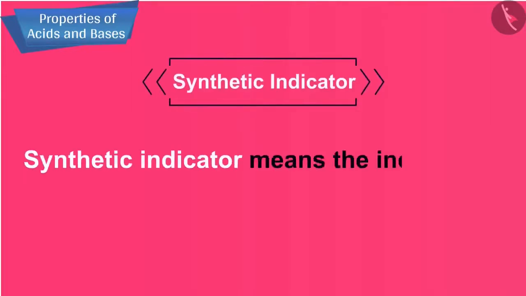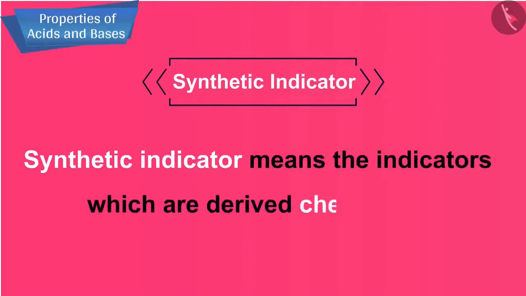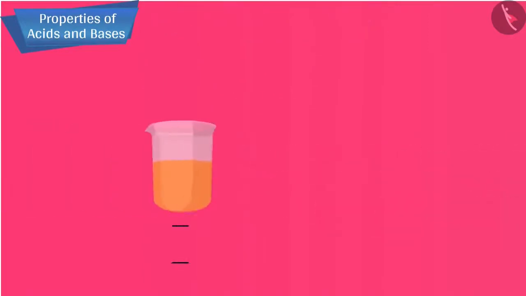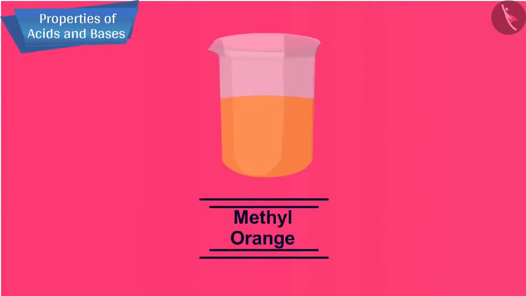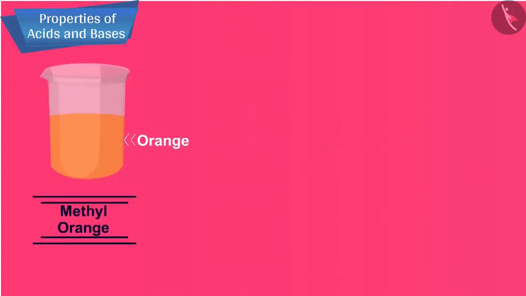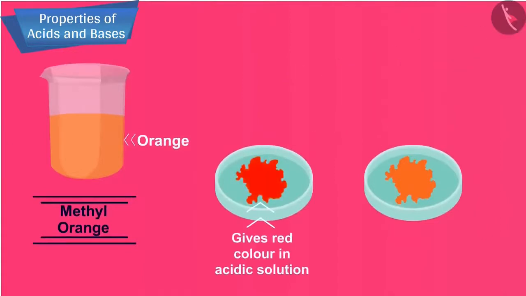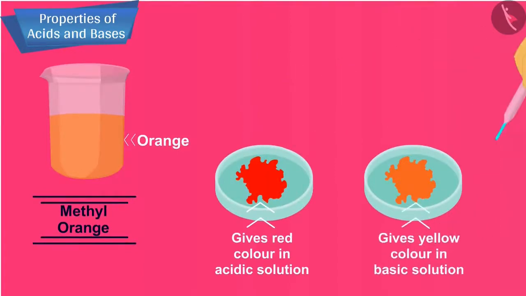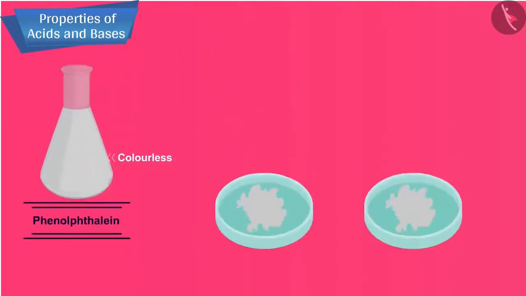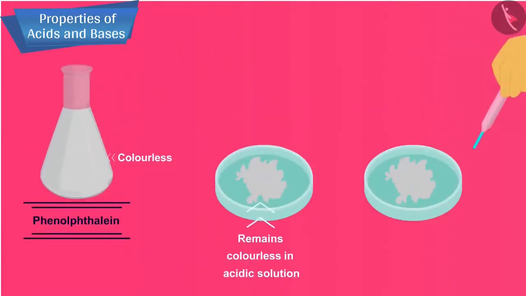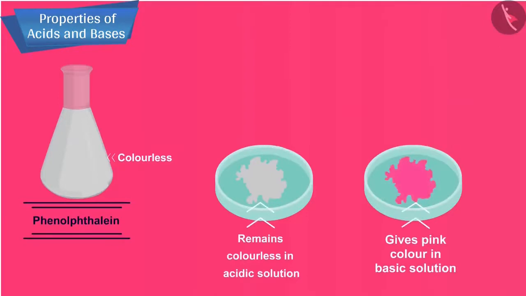You can also use synthetic indicators. Synthetic indicators are indicators which are derived chemically, such as methyl orange and phenolphthalein, to test for acids and bases. The color of methyl orange indicator in neutral solution is orange. It gives red color in acidic solution and gives a yellow color in basic solution. The color of phenolphthalein in neutral solution is colorless. It remains colorless in acidic solution and gives a pink color in a basic solution.